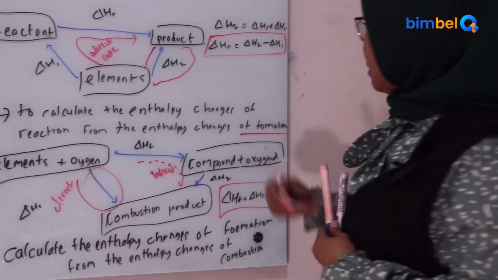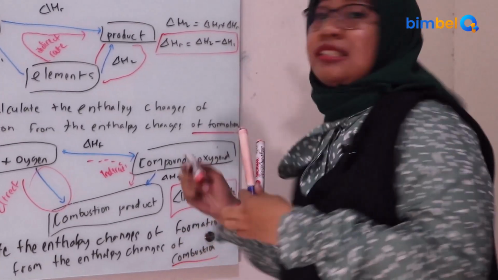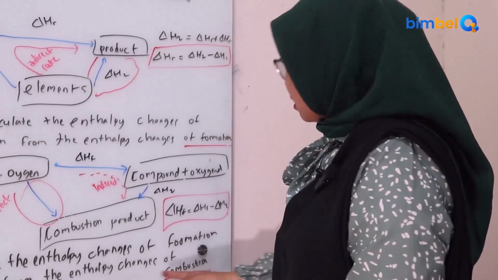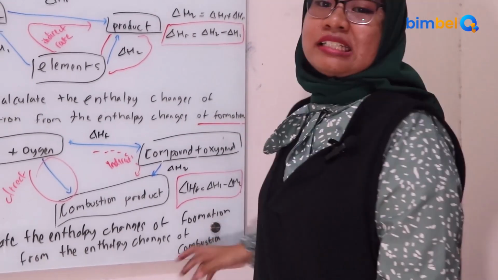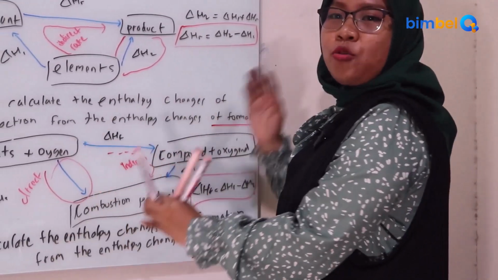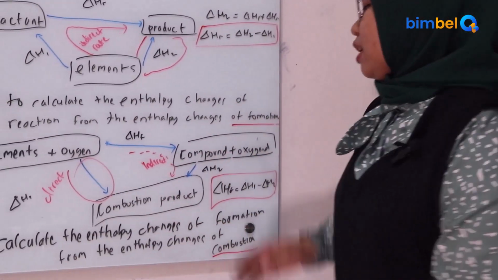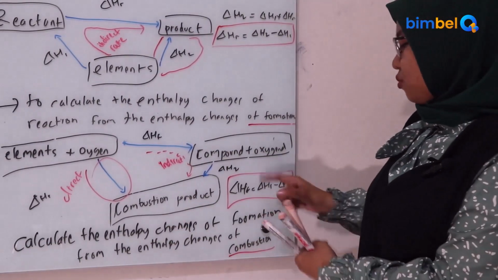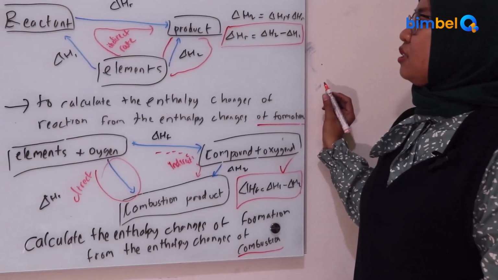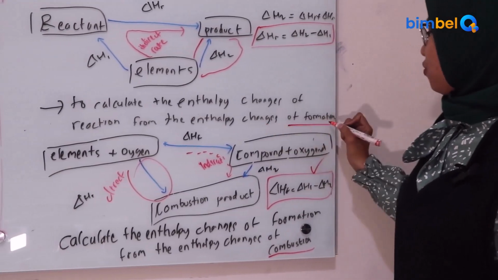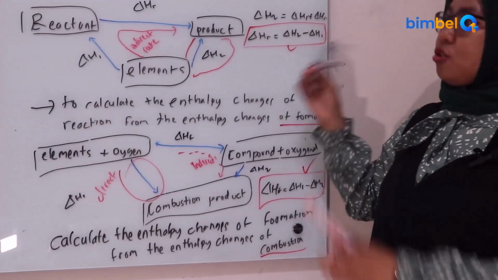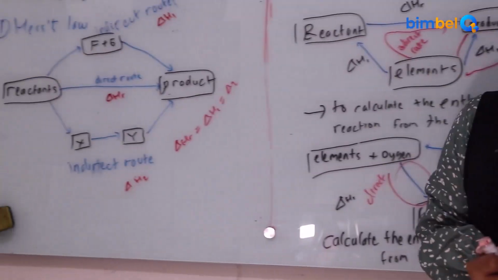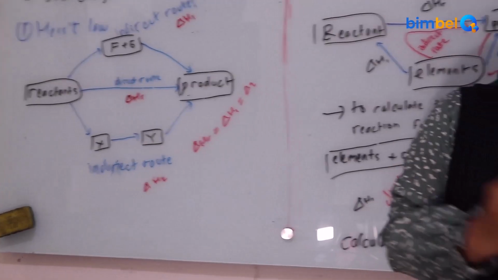Remember that formation and combustion are different. Formation is the enthalpy of the product, while combustion is the enthalpy of the compound that will be burned with oxygen. So if you have the data of the enthalpy changes of combustion, you can use this formula. Meanwhile, if you have the data of the enthalpy changes of formation, you can use this formula. This is the first way to calculate enthalpy changes. Next is the enthalpy changes using bond energy.